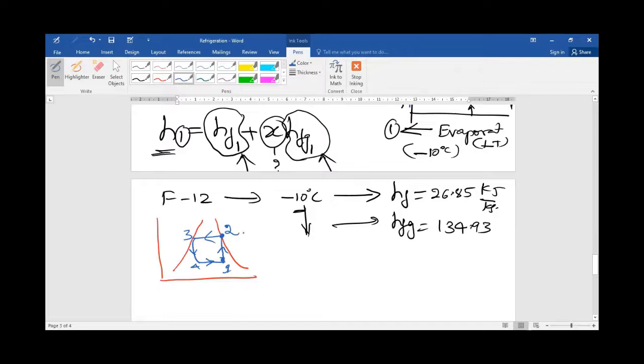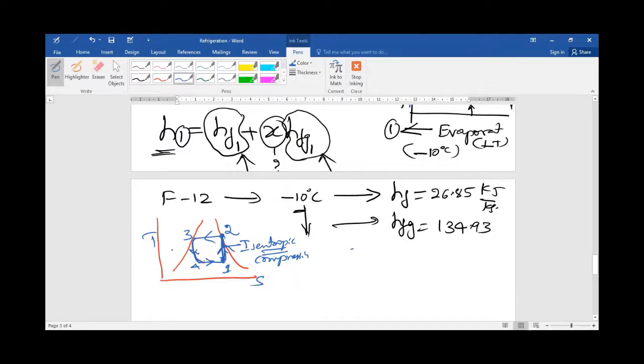Okay. Now, yes, this is the TS diagram. 1 to 2 is what type of compression? Isentropic compression. So isentropic compression is nothing but entropy remains constant. So during the 1 to 2 process, entropy remains constant.